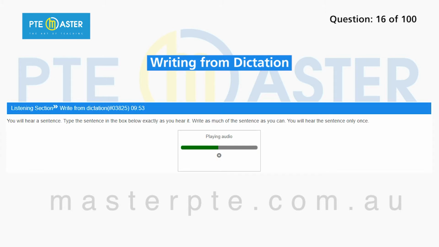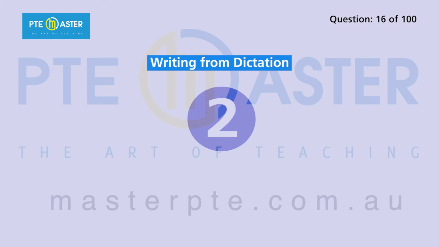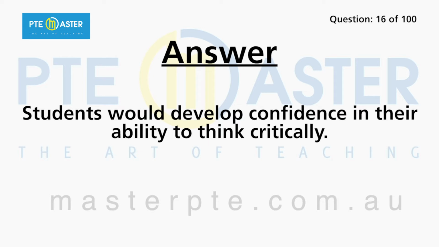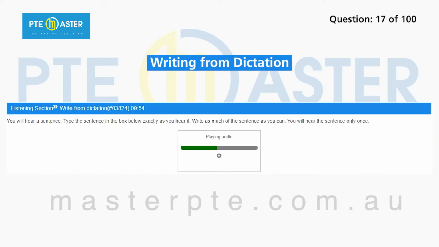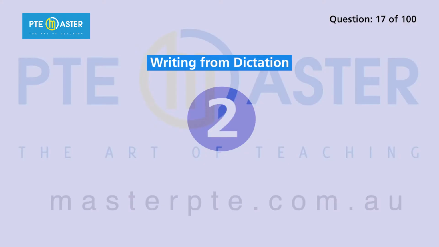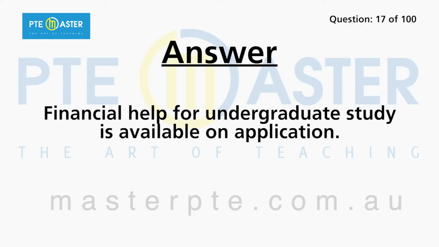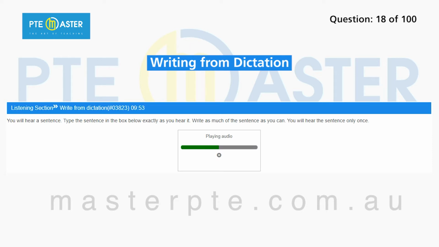Students would develop confidence in their ability to think critically. A rise in sea temperature is a sign of climate change. The school canteen sells a large variety of water and food.